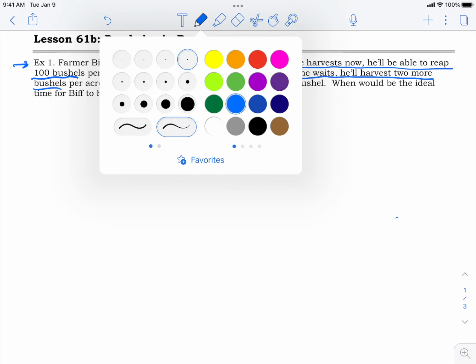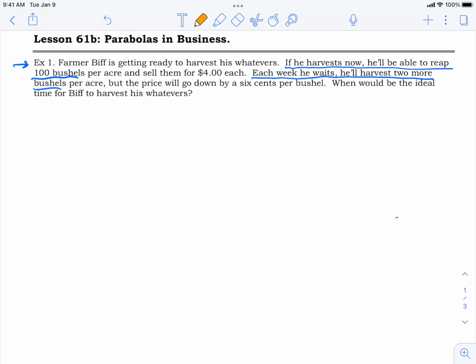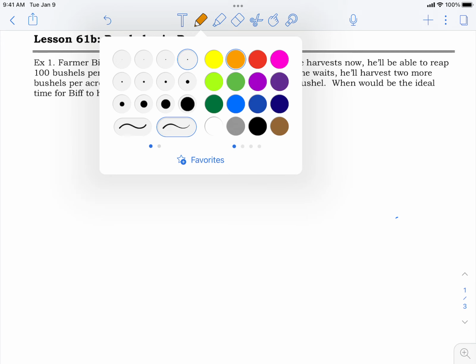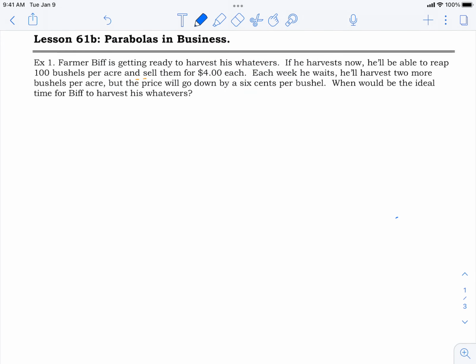On the other hand, look at this. If he harvests now, he'll be able to sell them for $4 each. But the price goes down 6 cents for every week that he waits. Okay, so you see 2 things happening. The amount that you harvest is going to go up if you wait, but the price that you get is going down if you wait. So we should look at these 2 things separately first.